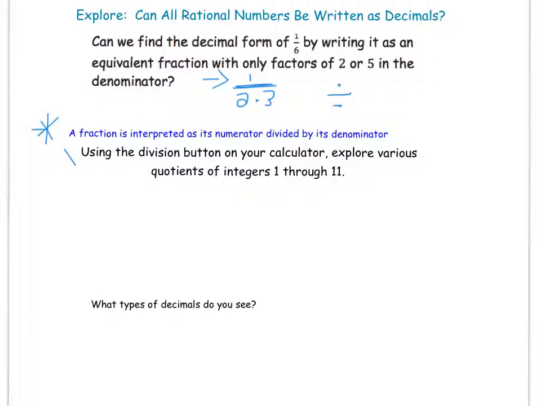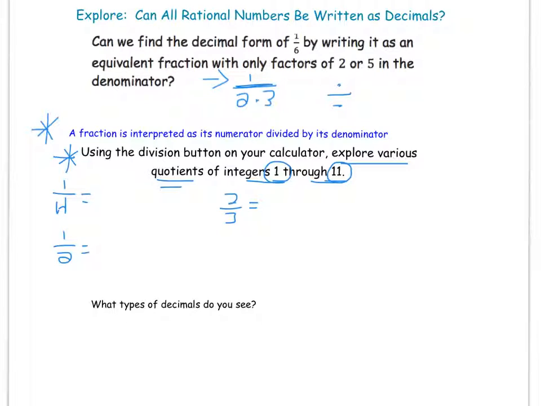So now, as I said, you can't use your calculator normally, but I want you to use your calculator. So stop the video and use your calculator to explore various quotients, that means division, of integers 1 through 11. For example, 1/11. Do that division, 1 divided by 11, and what is that decimal? Or 1/2. What is that decimal? Or 2/3. So only using integers 1 through 11. Write down a bunch of them.